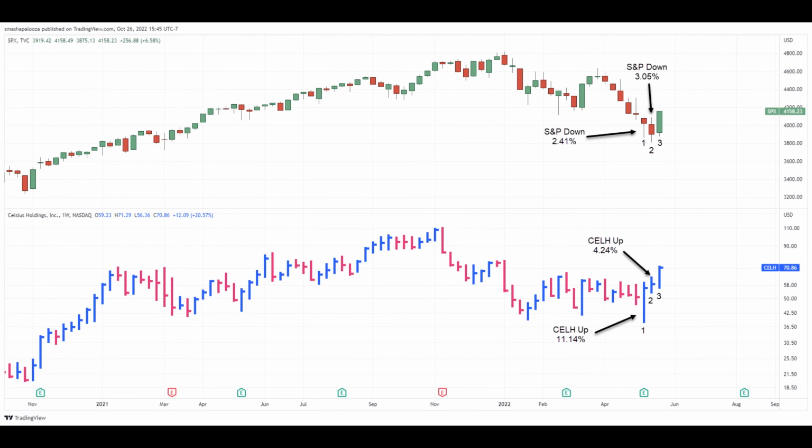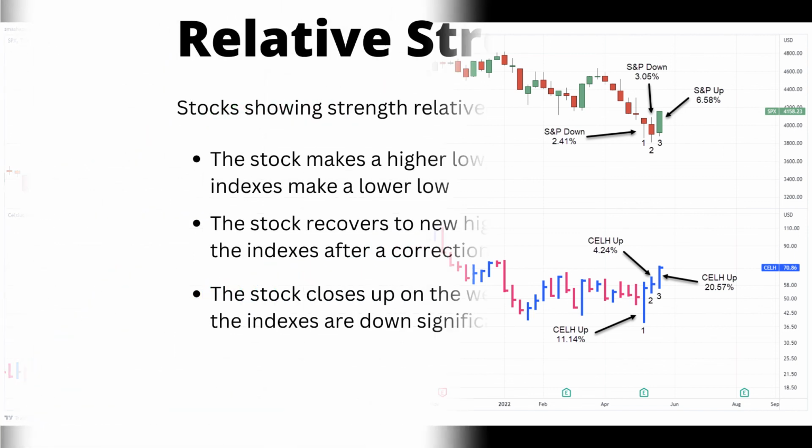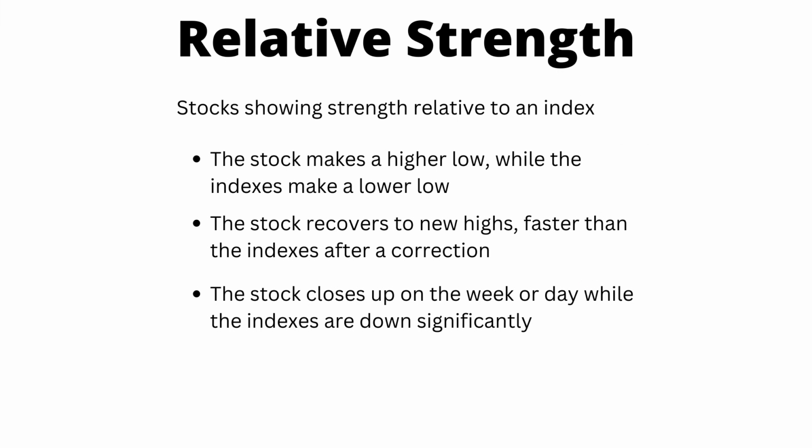Now, why you really want to be paying attention to this is because of something like what happens in week 3. Celsius was clearly showing relative strength while the market was falling the prior 2 weeks. In week 3, the market bounced and gained 6.58%, which is a very big move in the index. But during that same week, Celsius gained over 20%. So, there are 3 ways to identify relative strength, and while you can't buy on relative strength alone, it is a major characteristic of the best winning stocks, and when paired with great fundamentals and a proper basing structure, it greatly increases the chances of success.